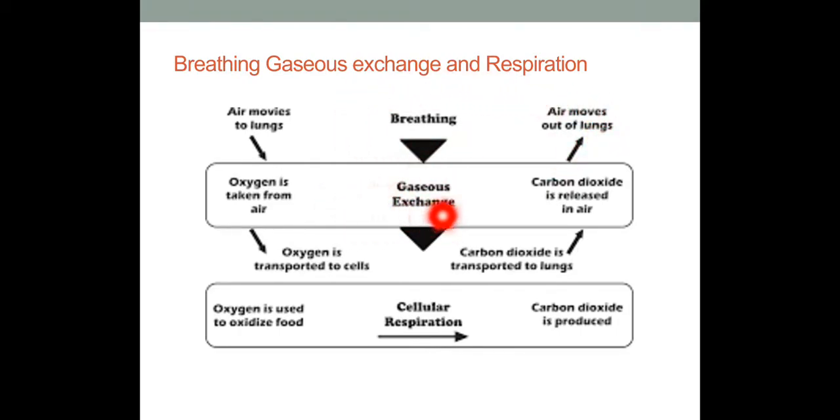The process that takes place inside the lungs, in which the gases are exchanged between the alveoli and the blood, is called gaseous exchange. And the process which takes place inside the cell, in which the food is broken down and energy, carbon dioxide and water are formed, is called cellular respiration.